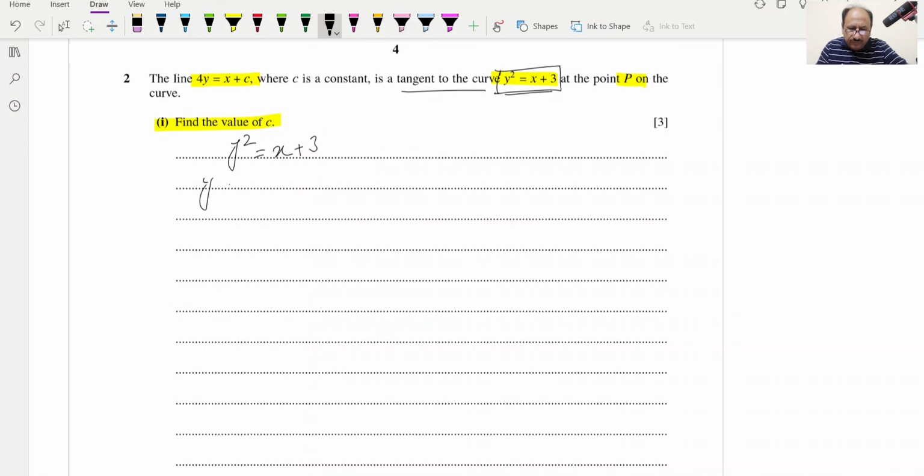We can take the square root, so it will be x plus 3 raised to the power 1 by 2, and now we can find dy over dx, and this will be equal to 1 by 2.